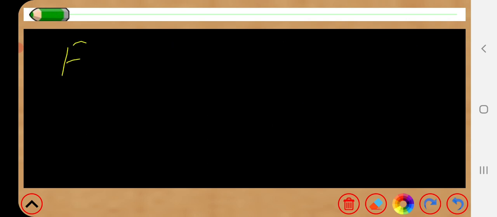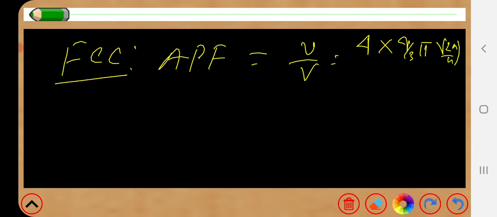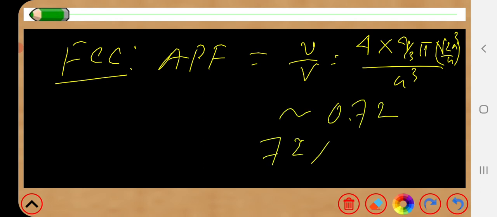So for FCC I am moving very quickly. It is APF. अब डायरेक्टली करेंगे, ठीक है. Small v by capital V, small v n into 4/3 pi r cube, n is number of atoms per unit cell is 4 for FCC structure. r और a के बीच का रिलेशन क्या है, r is equal to √2a/4. So √2a/4 whole cube divided by a cube. करो कटापटी और you will get that is 0.72 or 72%. So this is the atomic packing fraction.